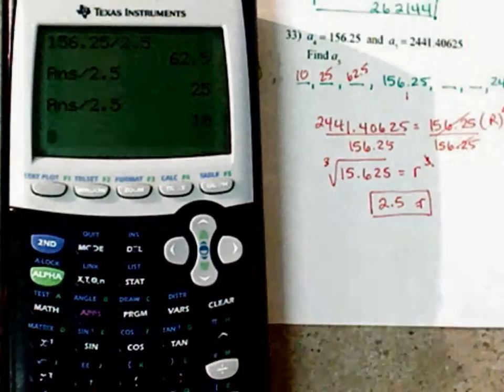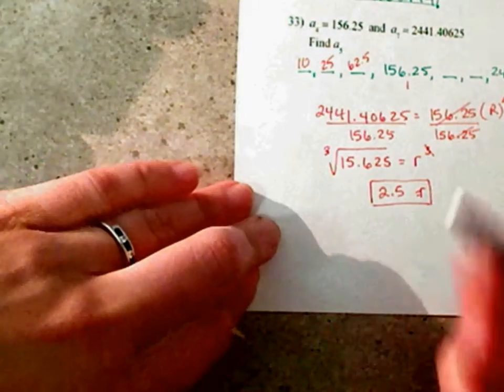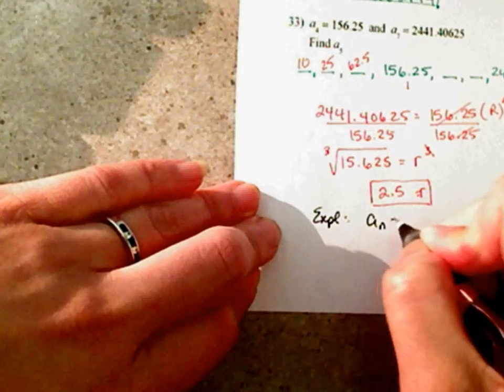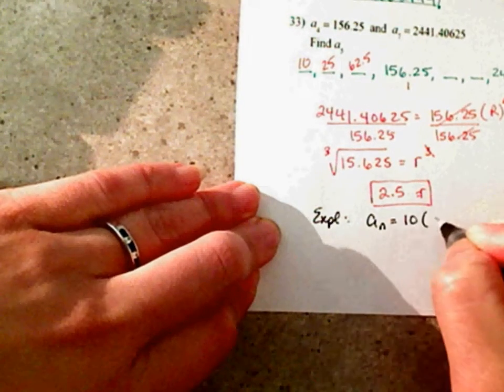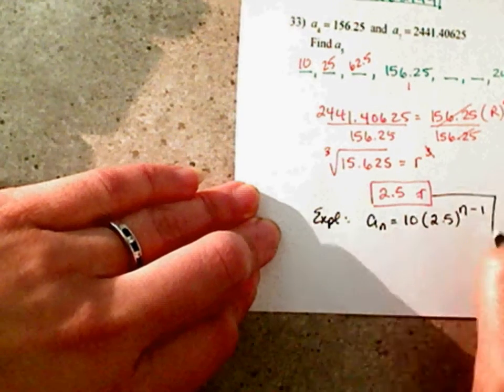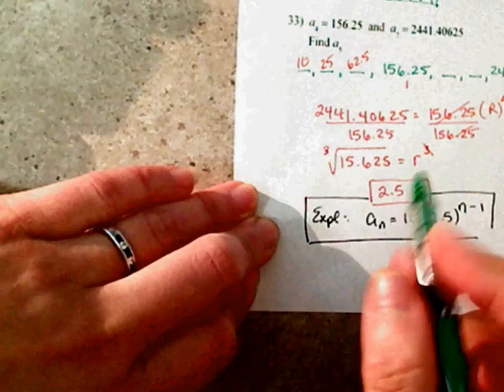Now that you know your first term, you can write your explicit formula. So, A of n is equal to your first term, which is 10, times your R, n minus 1. Okay? And then you're looking for the fifth term, a sub 5.